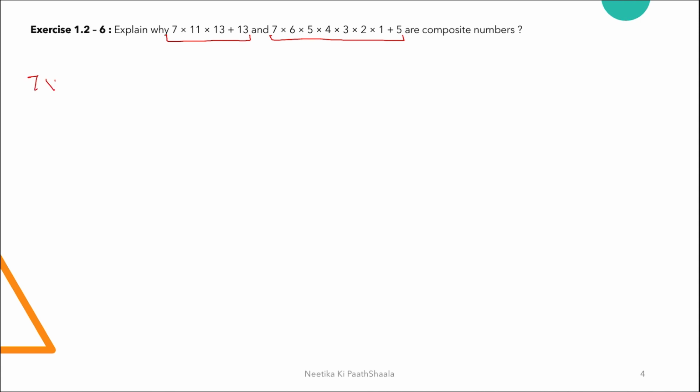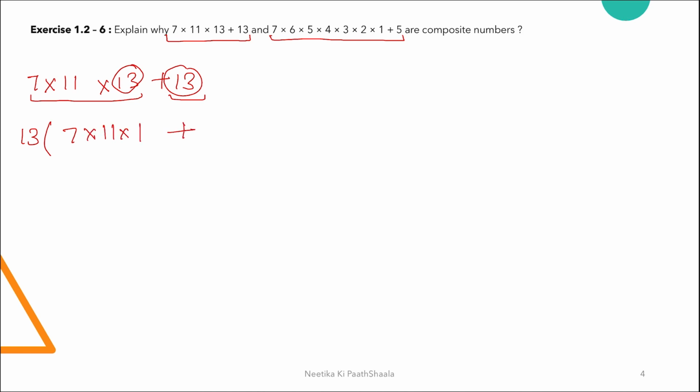Okay, we will start with the first one. So the first one here is 7 into 11 into 13 plus 13. अब यहाँ पर दो टर्म्स हैं, दोनों टर्म्स में क्या कॉमन है? 13. So we will take out 13 as common. 7 into 11 into 1 plus 1. Okay. Now 7 into 11 into 1 is 77 and plus 1. Now 13 into 78. Okay.